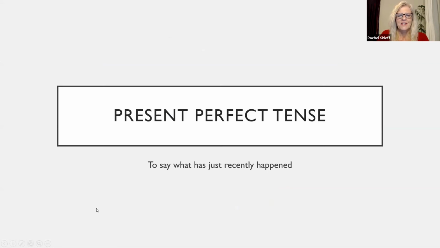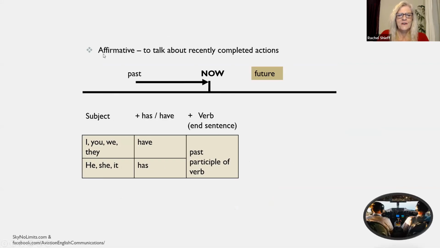Present perfect tense, to say what has just recently happened. Again, it's affirmative only, this example. We have the timeline, so it's something that started in the past and it's just finished. Okay, so again, we have the subject plus has or have plus the verb or end of sentence. So I, you, we, they have plus past participle. He, she, it has plus past participle. So for example, I have finished. He, she, it has finished. Let's see the example I've got for you on the next slide.